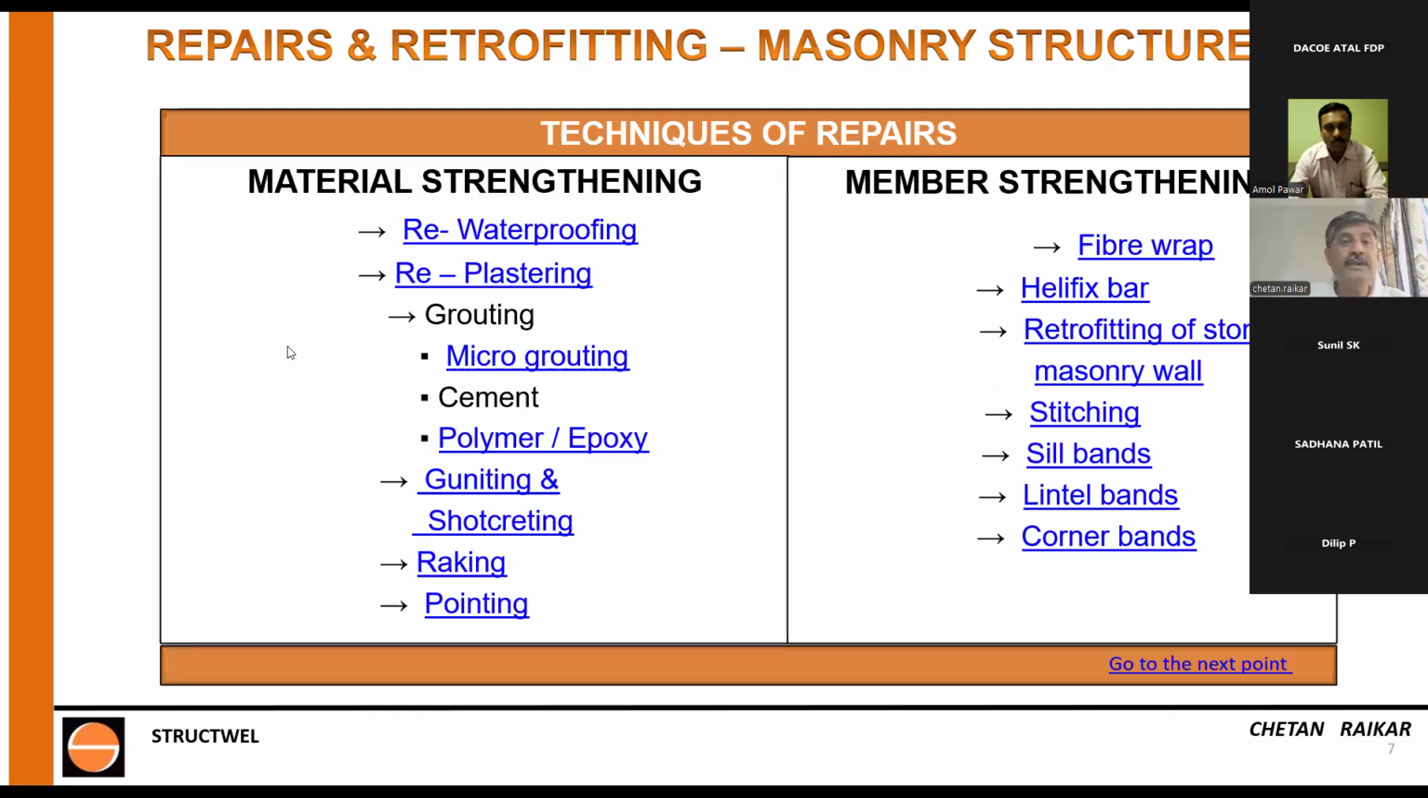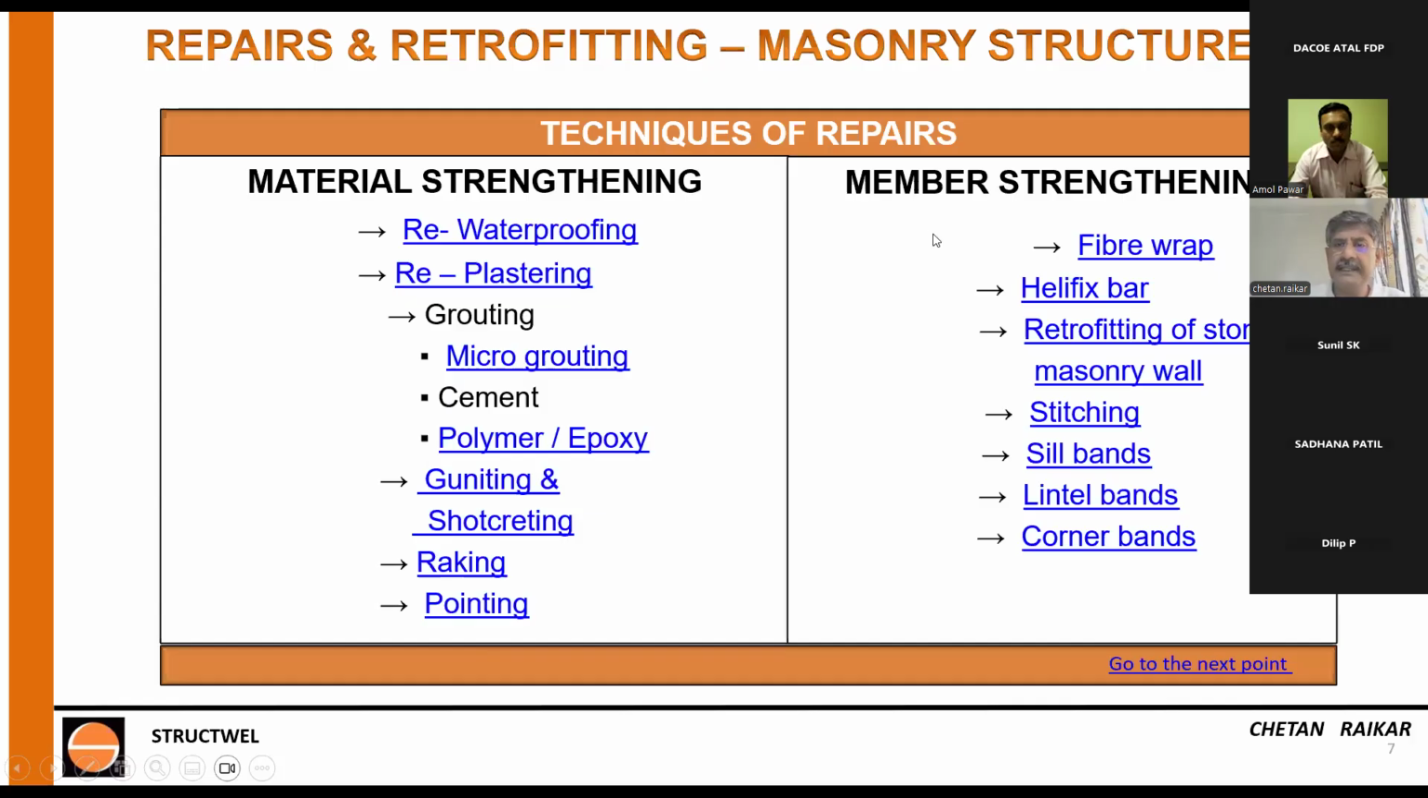Re-waterproofing, replastering, grouting, micro grouting or grouting with cement, grouting with polymer epoxy, graniting and shotcreting, raking and pointing. These are basically a few techniques. We will also see the techniques of stitching. These have been identified for member strengthening, and these have been identified for material strengthening. So you can see the difference. Here we are strengthening the material, and here we are strengthening the member.